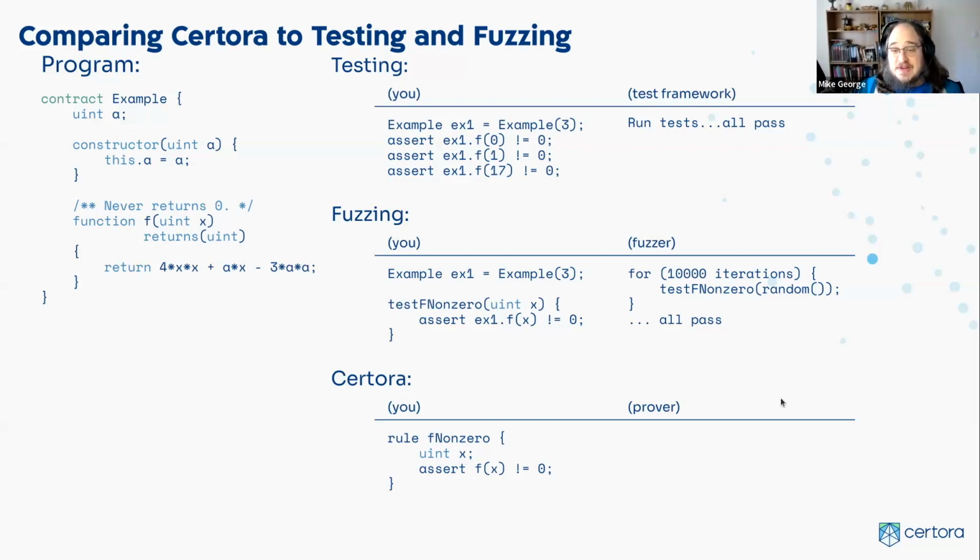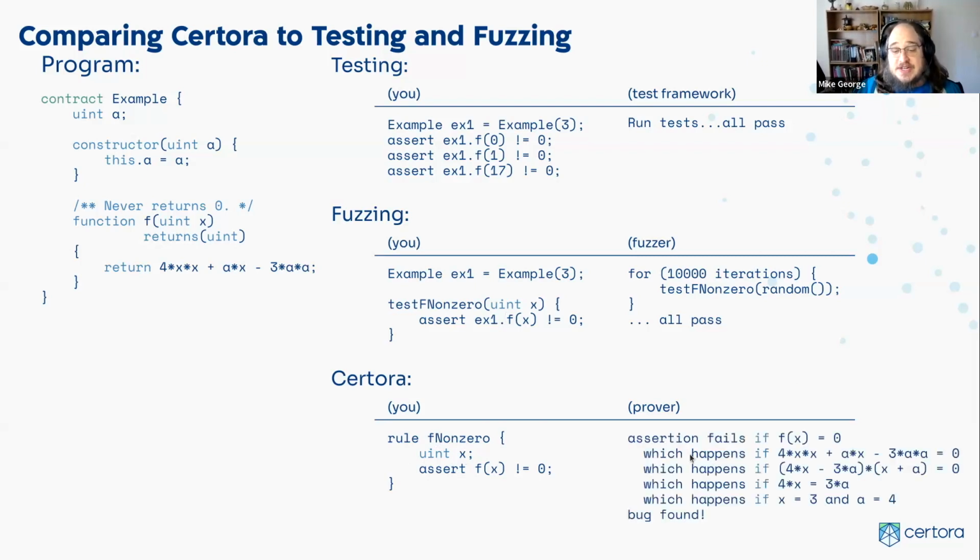Instead of just giving it random inputs, it's going to do some reasoning. So it's going to say, your assertion is f of x is not 0. Okay, well that assertion would fail if f of x was 0. Well, we can look at the code. f of x would be 0 if this expression is 0. So let's try and figure out, can we make that expression 0? Well, that's a quadratic equation, and we all learned in, I don't know, high school or something, how to solve quadratic equations. So we can factor the equation, and we get (4x minus 3a) times (x plus a) is equal to that. So this complex thing is 0 if and only if this simpler thing is 0.